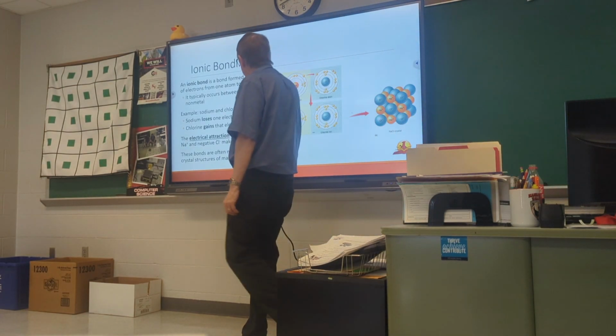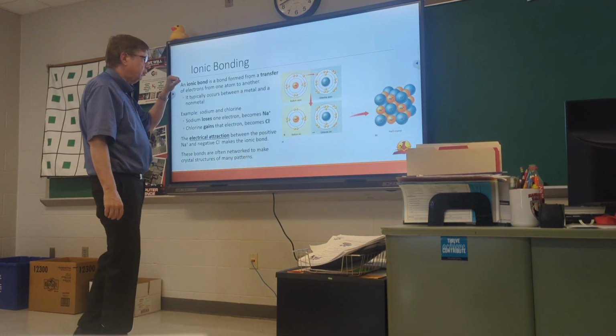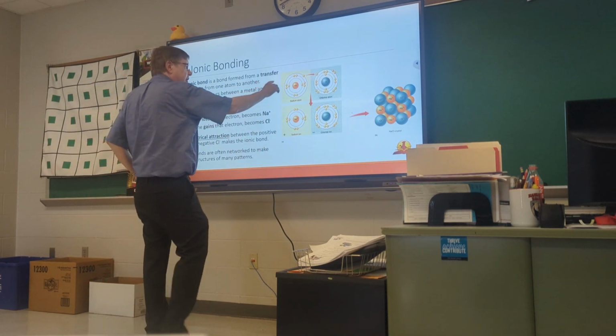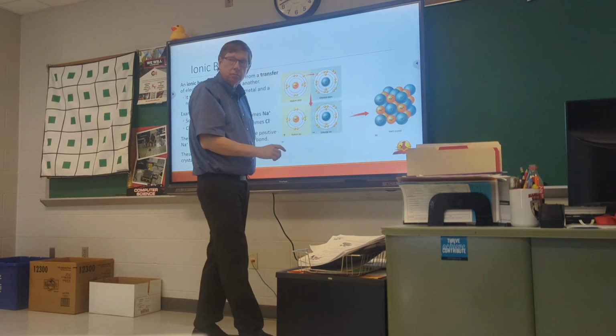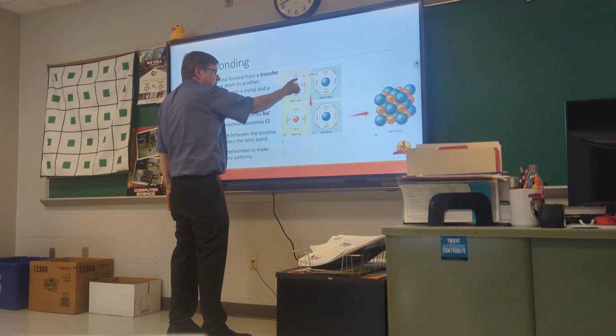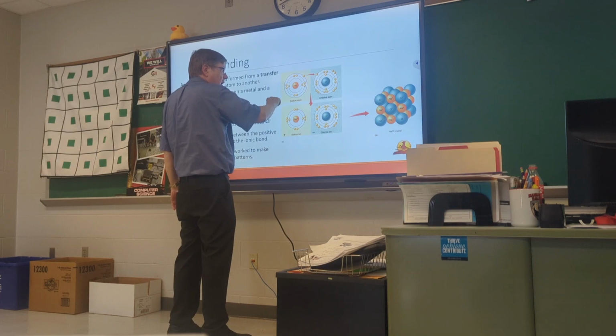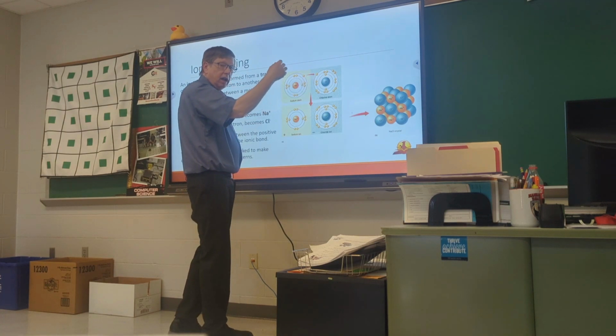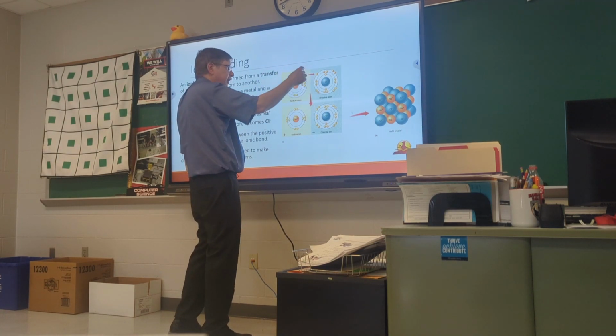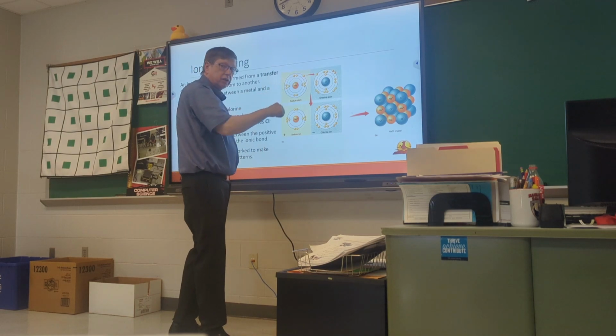An ionic bond is a bond formed from a transfer of electrons from one atom to another. Here is what's going on in this crystal. The sodium loses an electron, the chlorine gains it. That means that this has a stronger electronegativity than it did when it was just in elemental form.